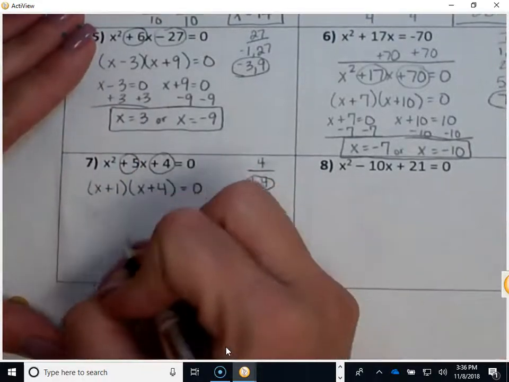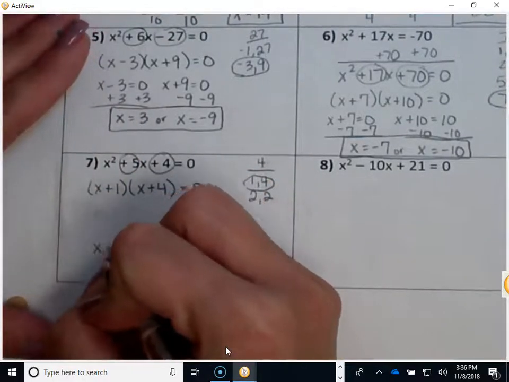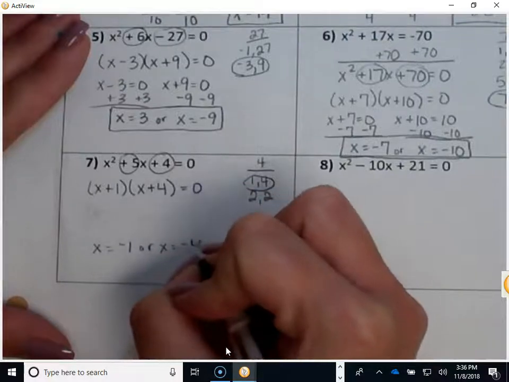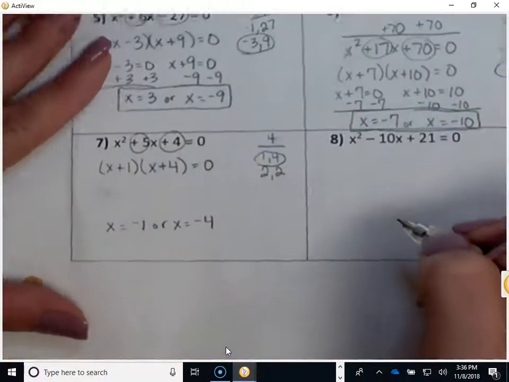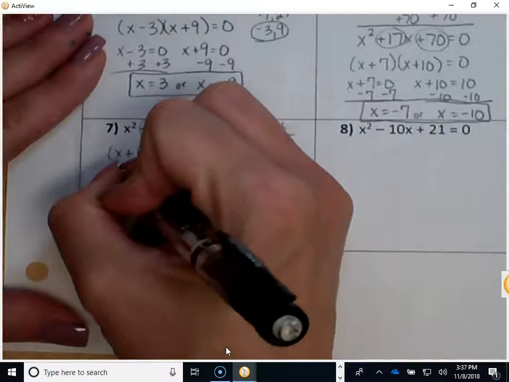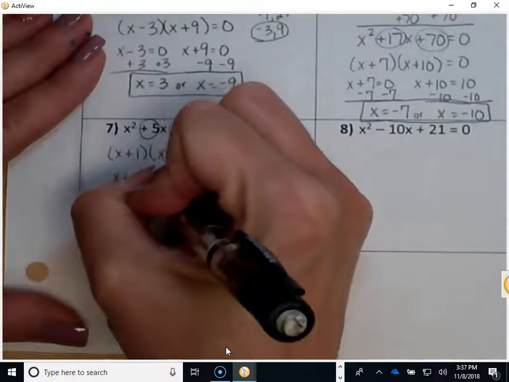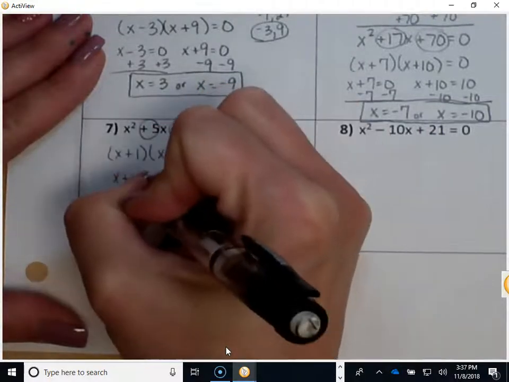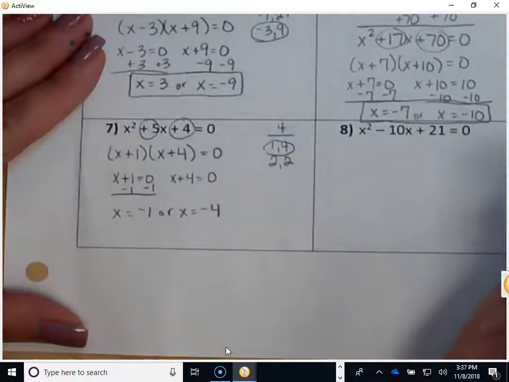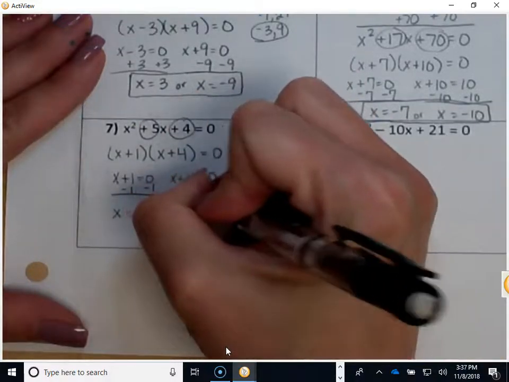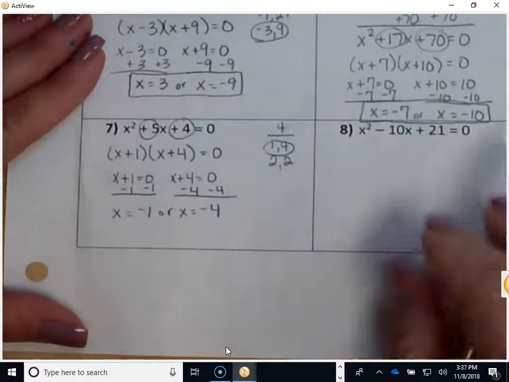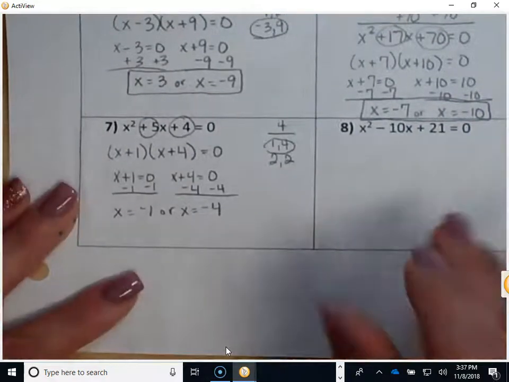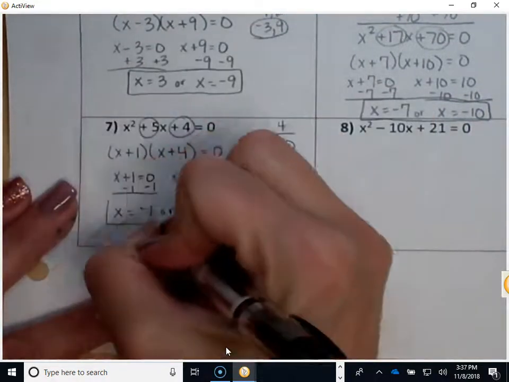So you're basically just getting the opposite sign. So if you want to skip that step and just write x equals negative 1 or x equals negative 4, you are welcome to do that. However, I like to show every step of my work, so I'm going to show you how I get there. So x plus 1 equal to 0, x plus 4 equal to 0. Subtract 1 from both sides, and you get x equals negative 1. Subtract 4 from both sides, you get x equals negative 4. So those are my two possible answers for that one. Negative 1 or negative 4.